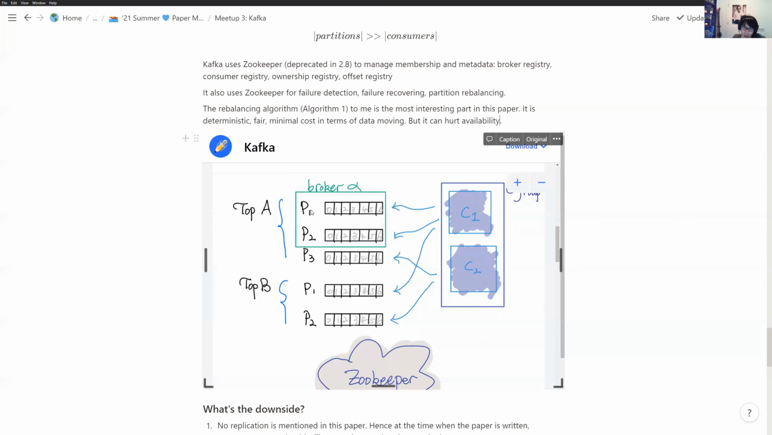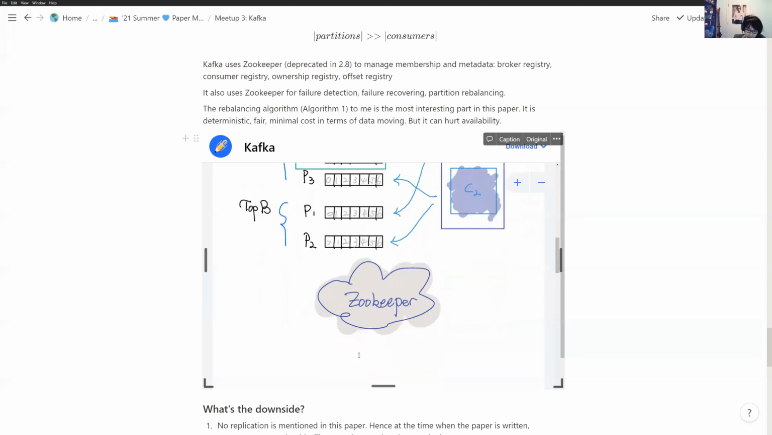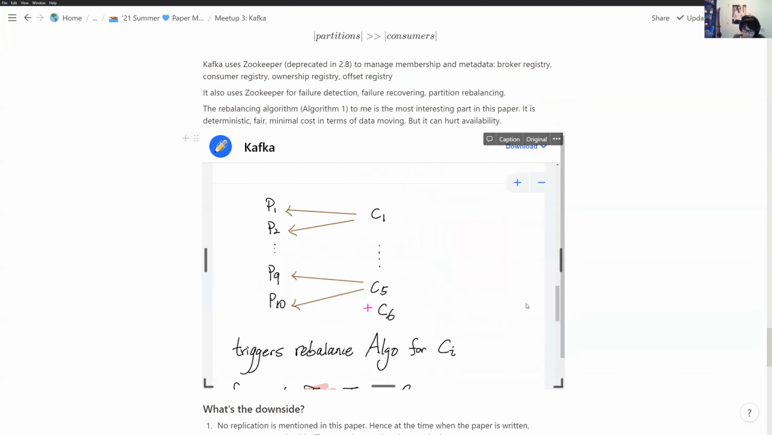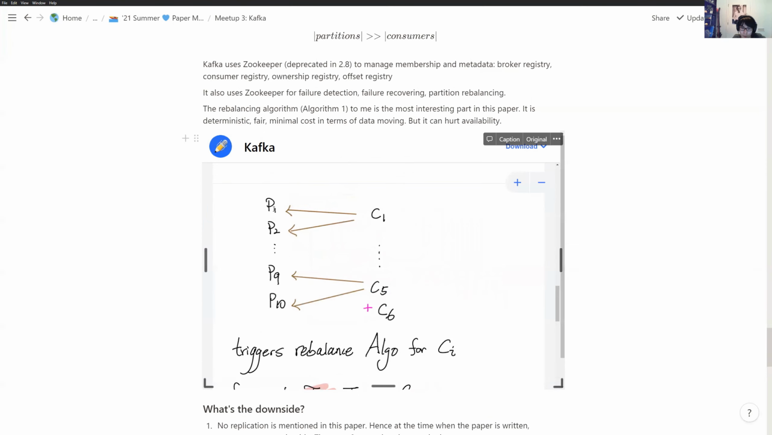So for example, how does P1 know it's being owned by C1? How does the broker know it has P1, P2, and P1 and P2? How does topic A know P1, P2, P3 are owned by topic A? So that information is kept in Zookeeper. All right, so let's briefly go over the rebalancing algorithm.